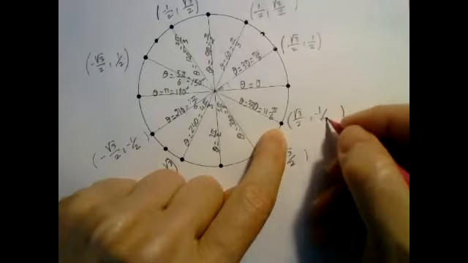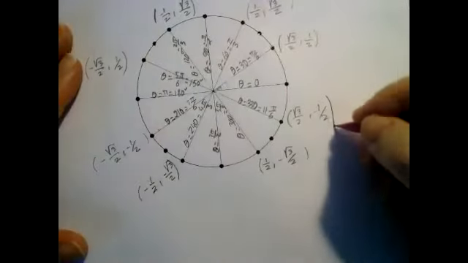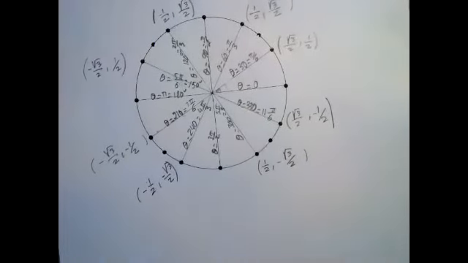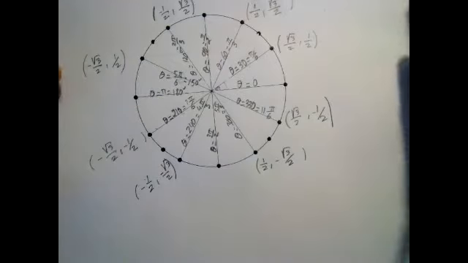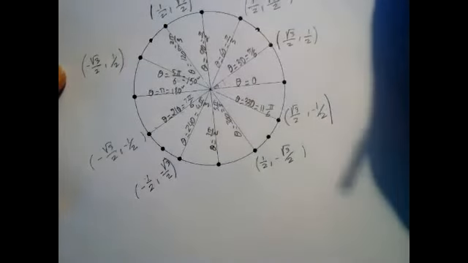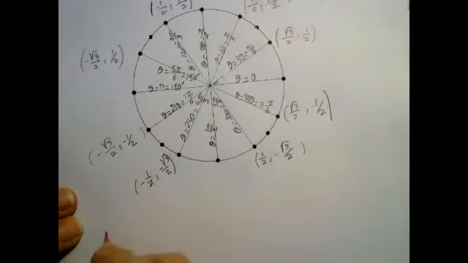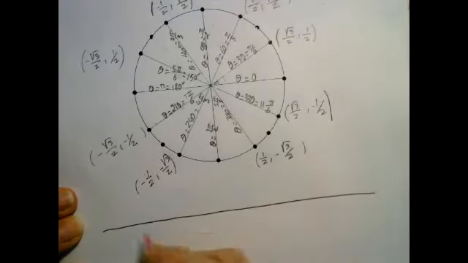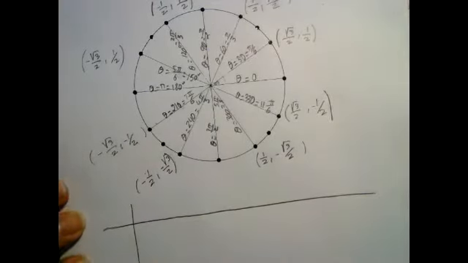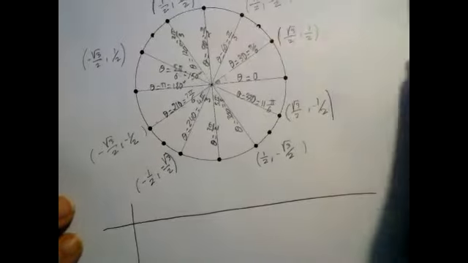The y coordinate is minus a half, okay? So this is the famous unit circle. I'm going to use it today to sketch the graph of sine and cosine. So first I'm going to retrieve the sine values, and then I will worry about the cosine. Okay, so first the sine value.